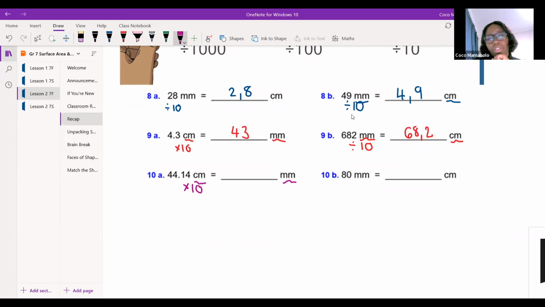Anybody can help him out in the chat? Landile's helped you out in the chat. He says, have a look. 441.4, ma'am. Good. 441.4 millimeters. Excellent try, Liabona.